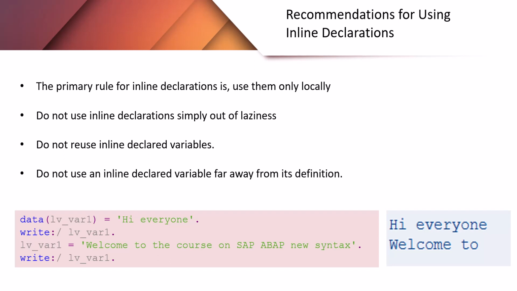The second write statement didn't print the entire value passed to it because when the variable lbvar1 got declared, it was declared based on the information 'hi everyone'. 'Hi everyone' forms a character length of 11, and that's why the lbvar1 that has been declared is of type character 11. And that's why when we try to assign more characters to it, it will pick up only the first 11 characters. That's why it printed 'welcome to'.